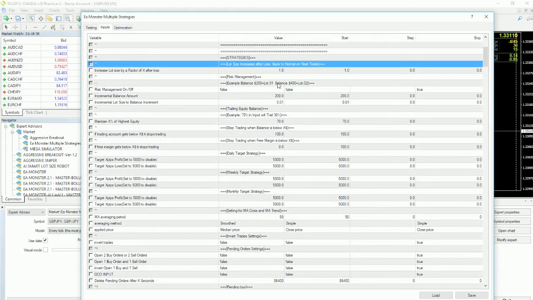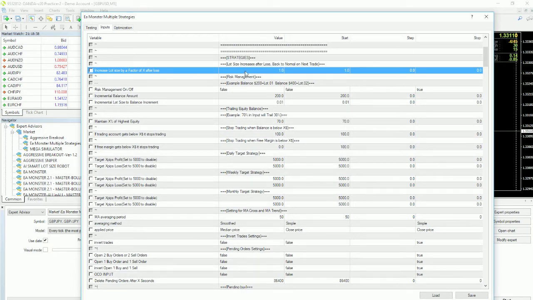We have this feature here, lot size increases after loss, back to normal on next trade. I don't recommend using this. It's more of an experimentation thing.